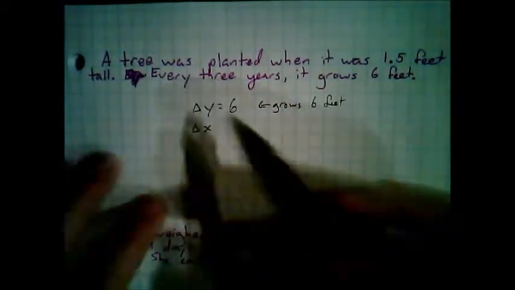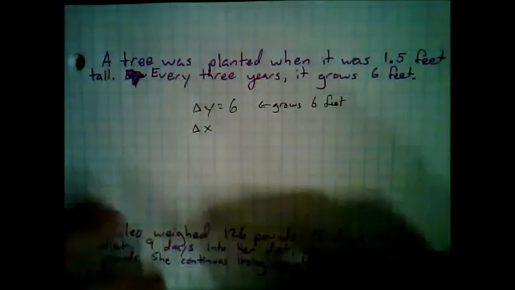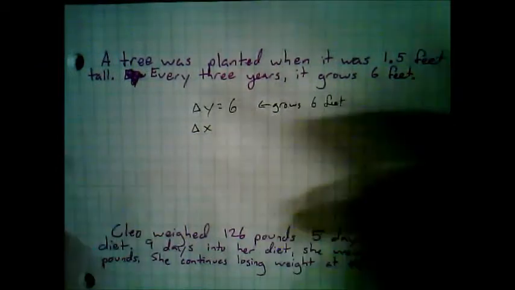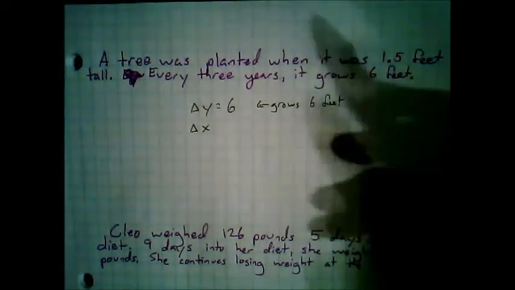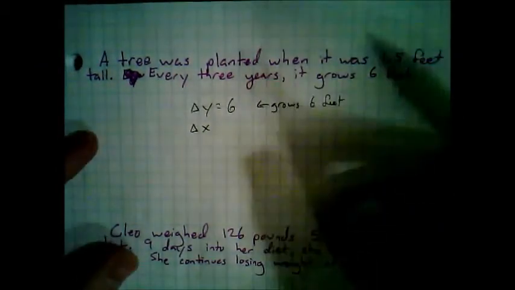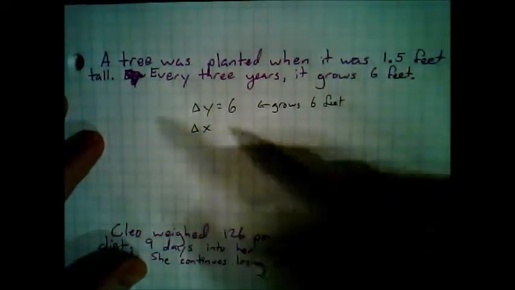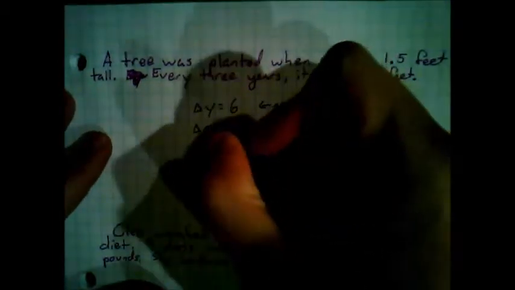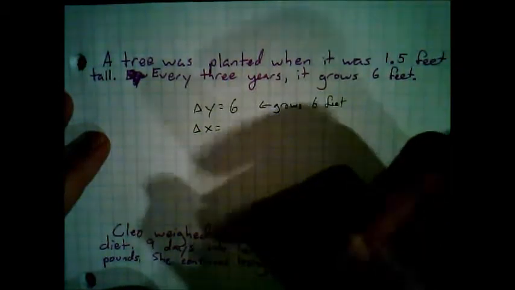Okay, remember, delta y is just how much are we adding or subtracting. It's not really the first number we see in our rate, it's how much are we adding or subtracting. So just take a moment, understand the situation. The tree grows 6 feet. So that's what our delta y is, and then our delta x is, well, how often does the tree grow 6 feet? Well, it grows 6 feet every 3 years.